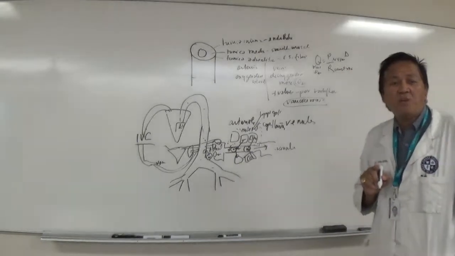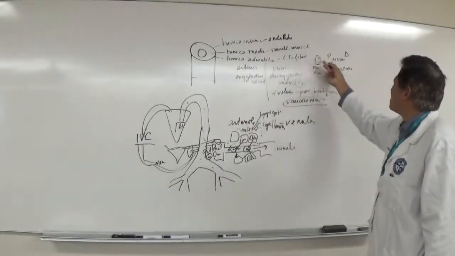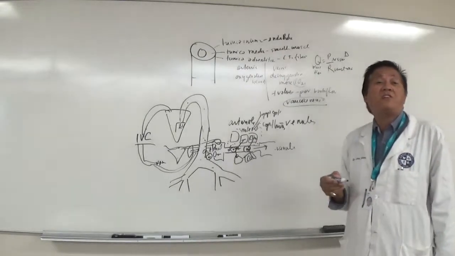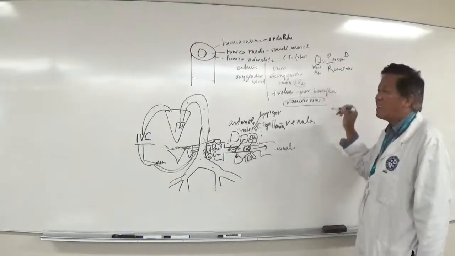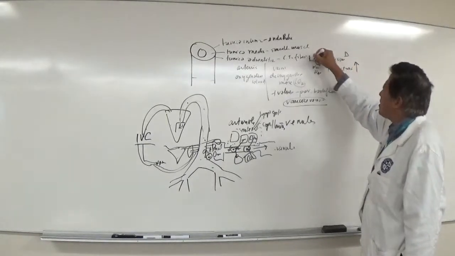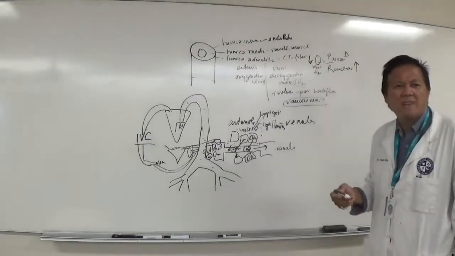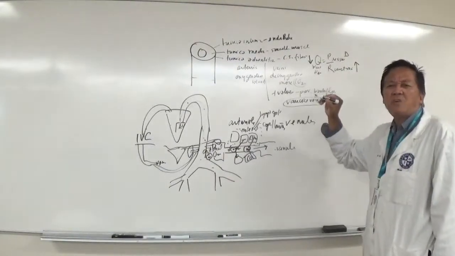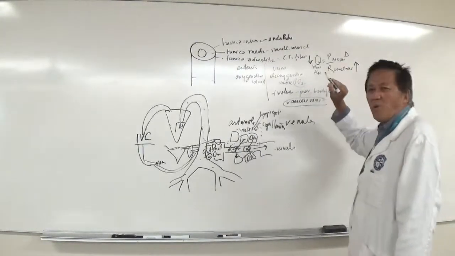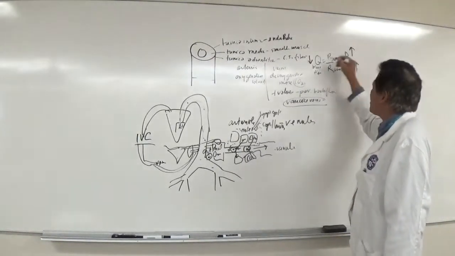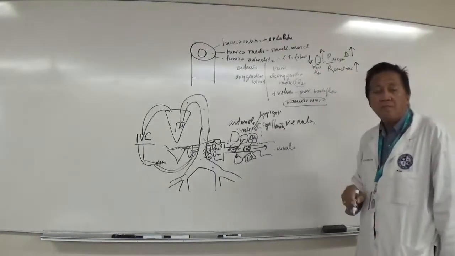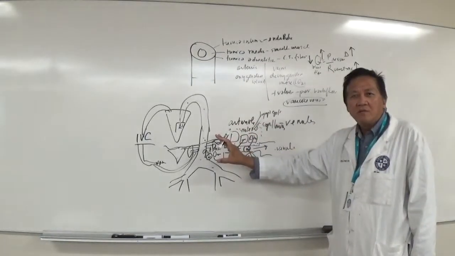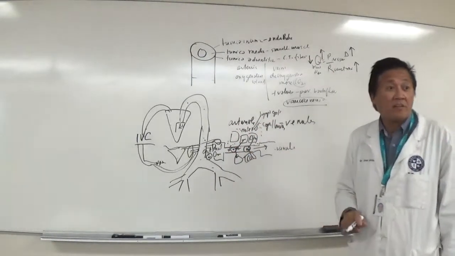What is the relationship between flow and resistance? Is it directly related or inverse? Inverse. In other words, if you increase the resistance, what happens to the blood flow? And vice versa. On the other hand, what about pressure gradient? What is the relationship? Direct or inverse? Direct. In other words, the greater the pressure gradient, what happens to the blood flow? Because it's direct, the higher the pressure difference between these two, the faster the blood will flow, the greater blood flow will occur.